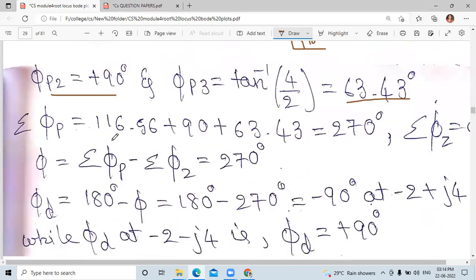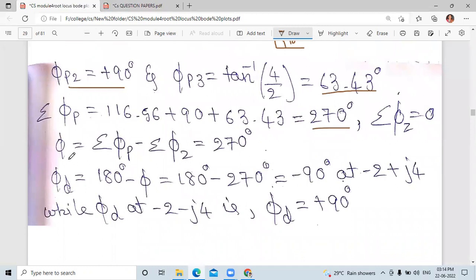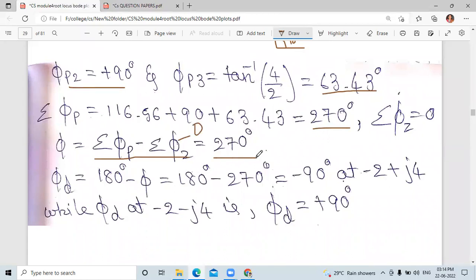Okay, so when you add overall, you'll get 270. That is the summation of φp. So φz is 0 here because in this there are no zeros, so the value will be 0. Next, φ equals summation of φp minus summation of φz, and this value is 0, so you'll get 270 only.